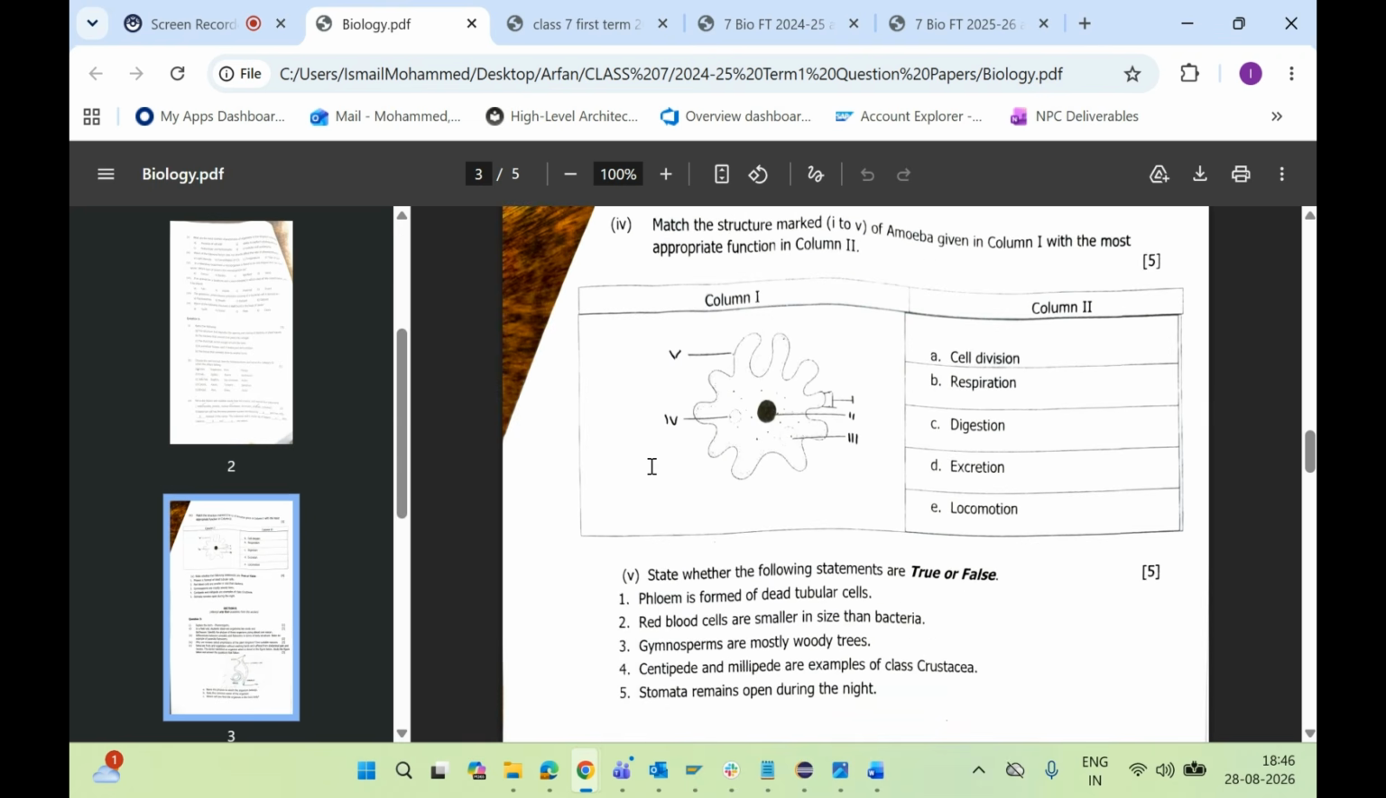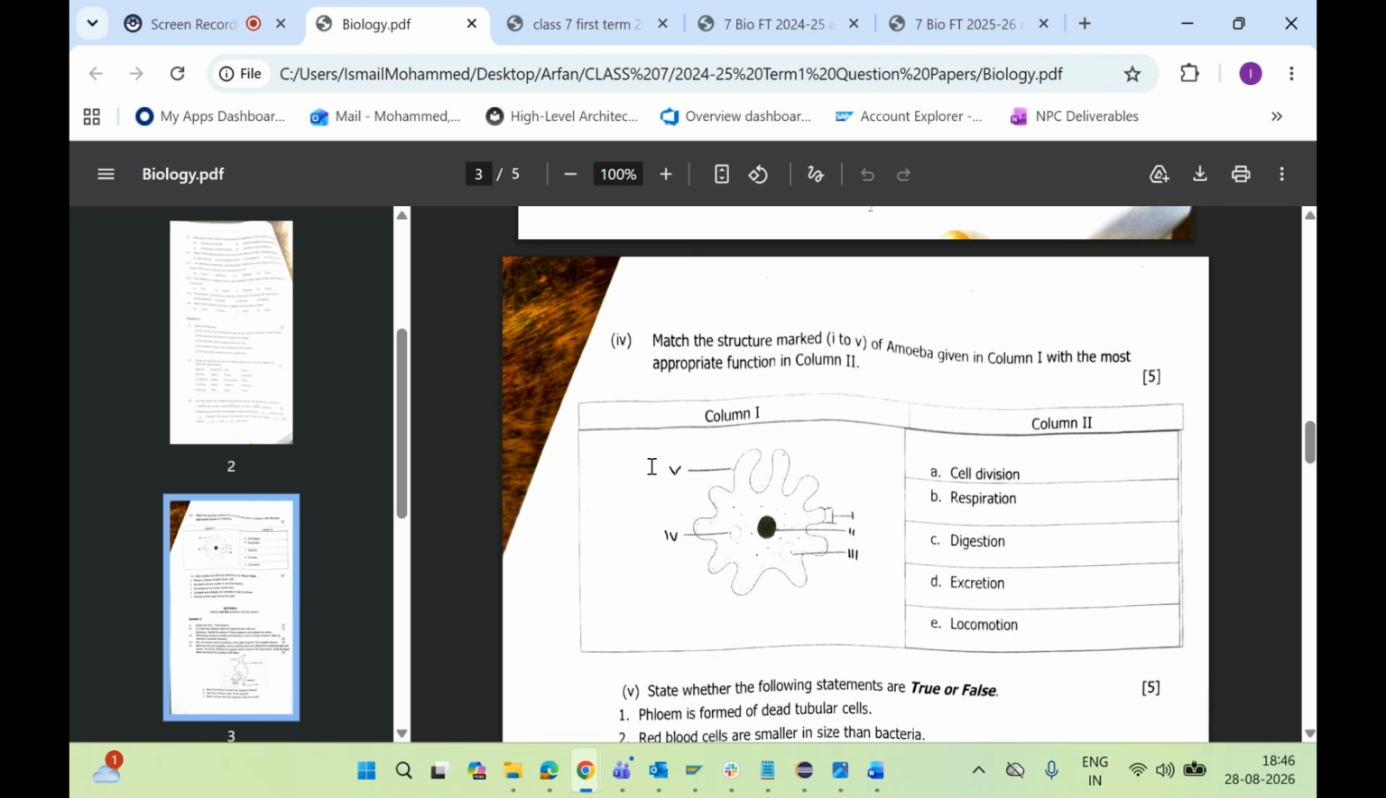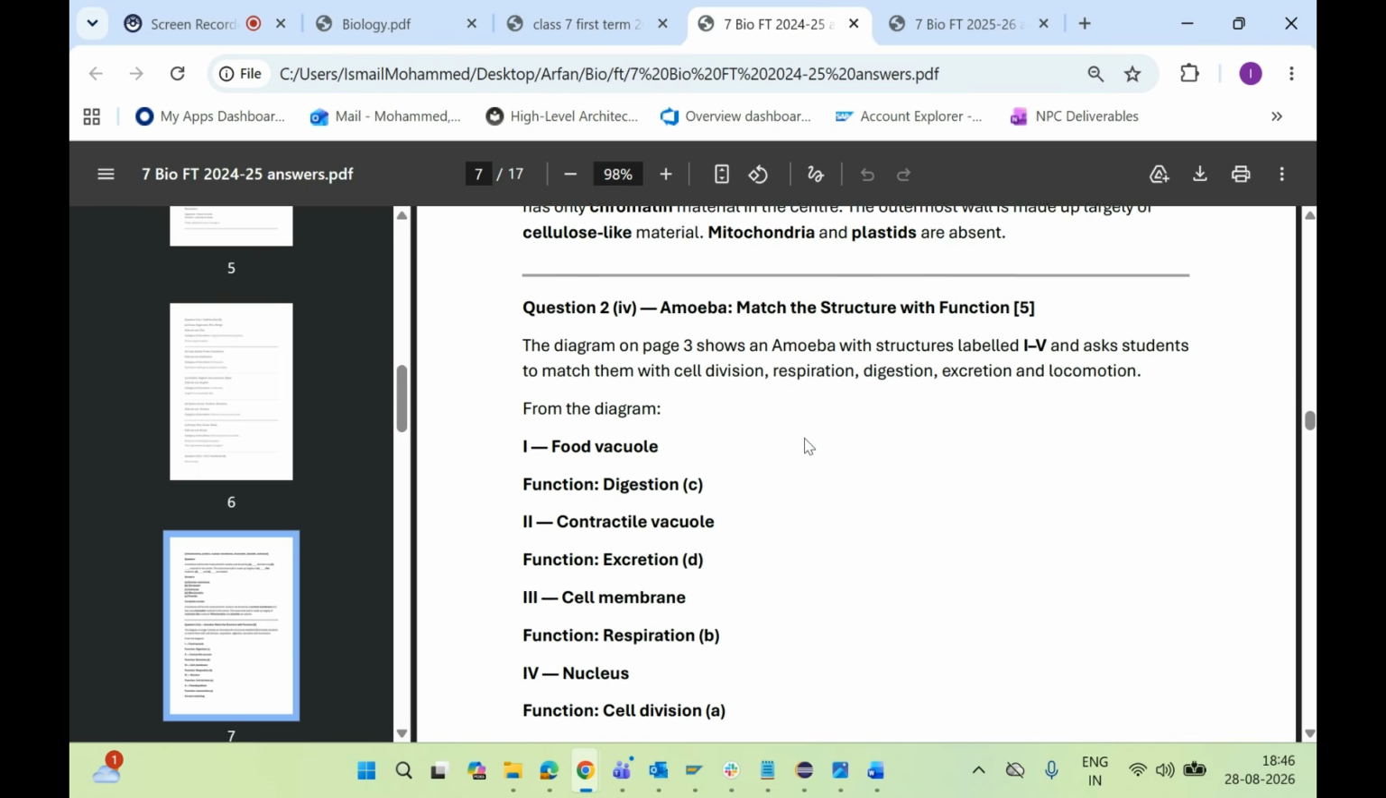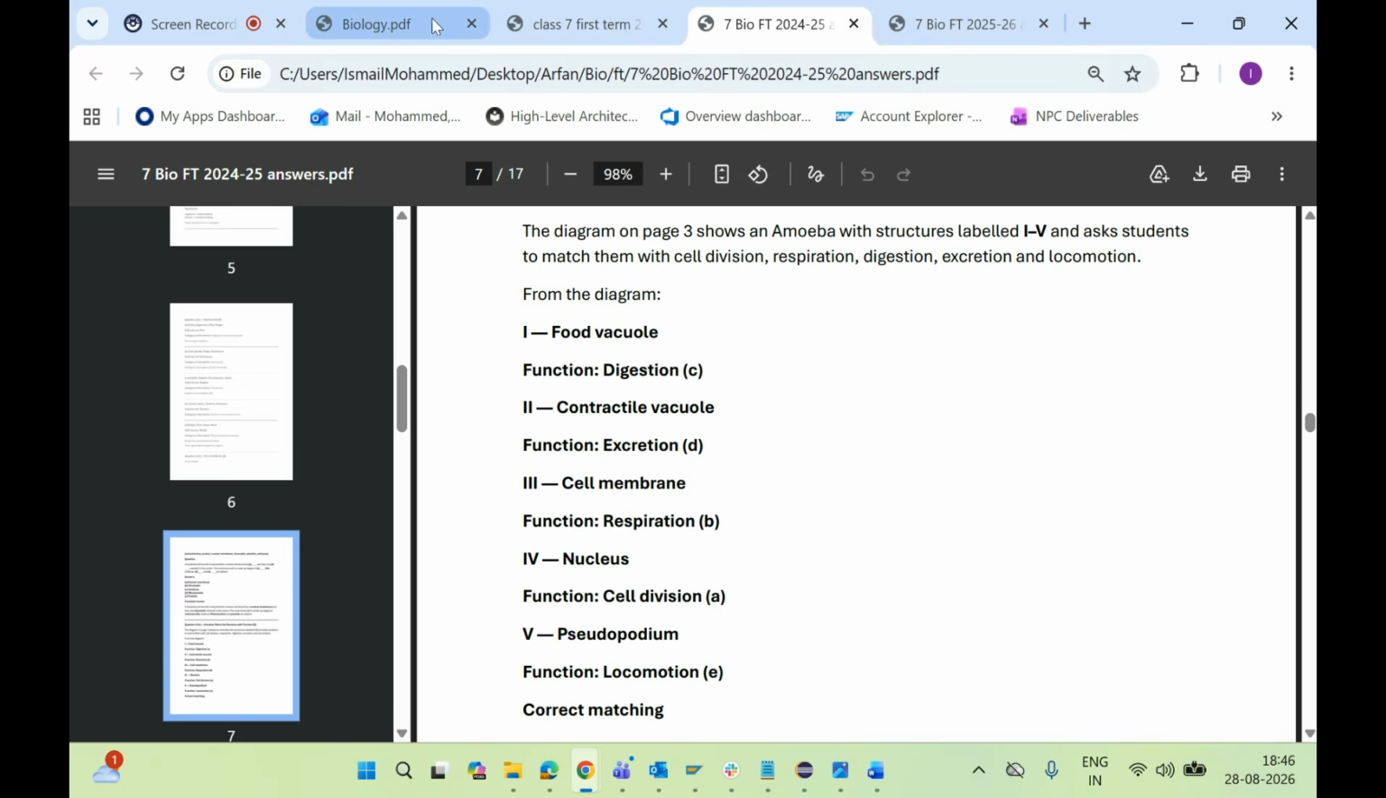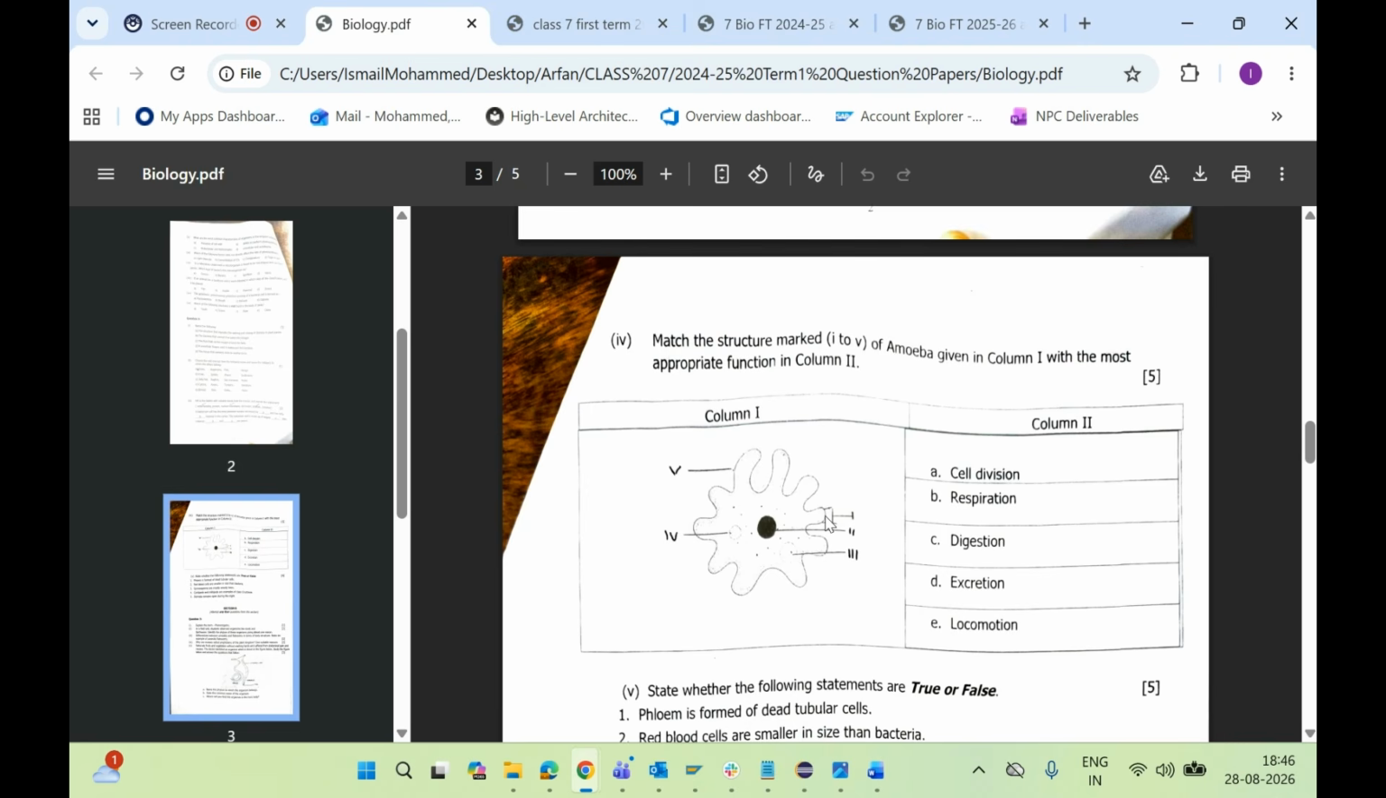Here it is. So they have given this one. So we have to label these parts. Obviously you can see the second one is the nucleus one with the dot. So we see the answers here. First one is the food vacuole. Number one, this is the food vacuole that we have here.